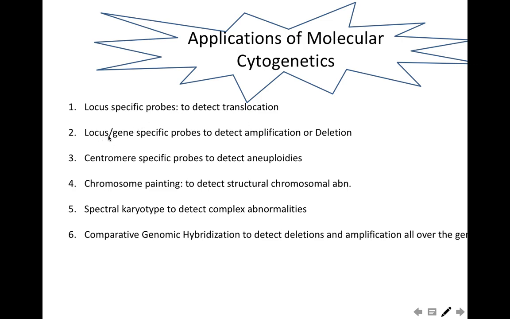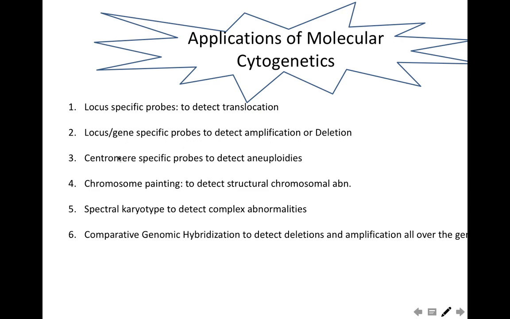Or you can be looking for a certain locus where a gene is present, and you use a probe for this gene to detect the number of copies of this gene, so it can diagnose amplification of the gene, increased copy number, or deletion of the gene, which means loss of this gene.